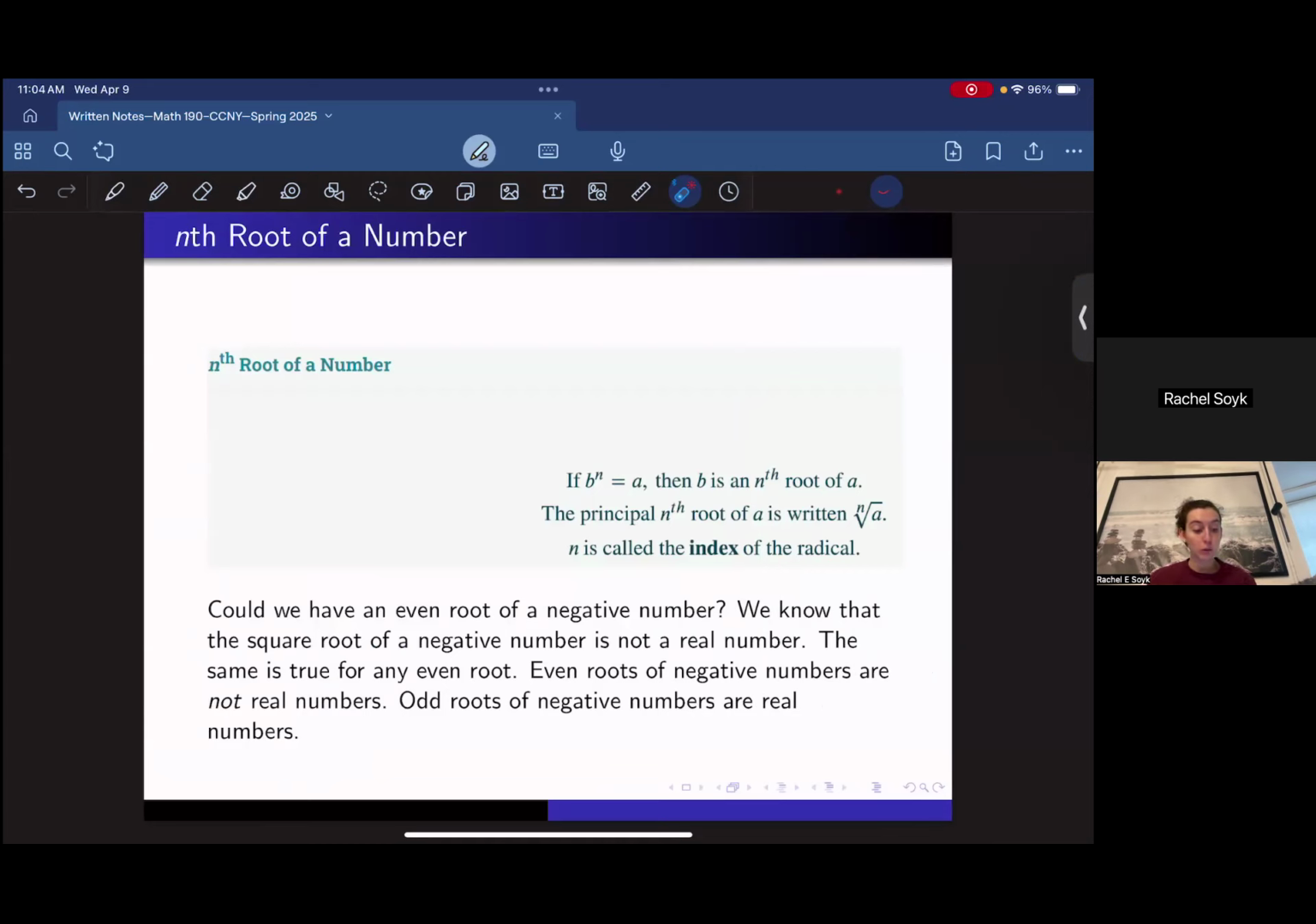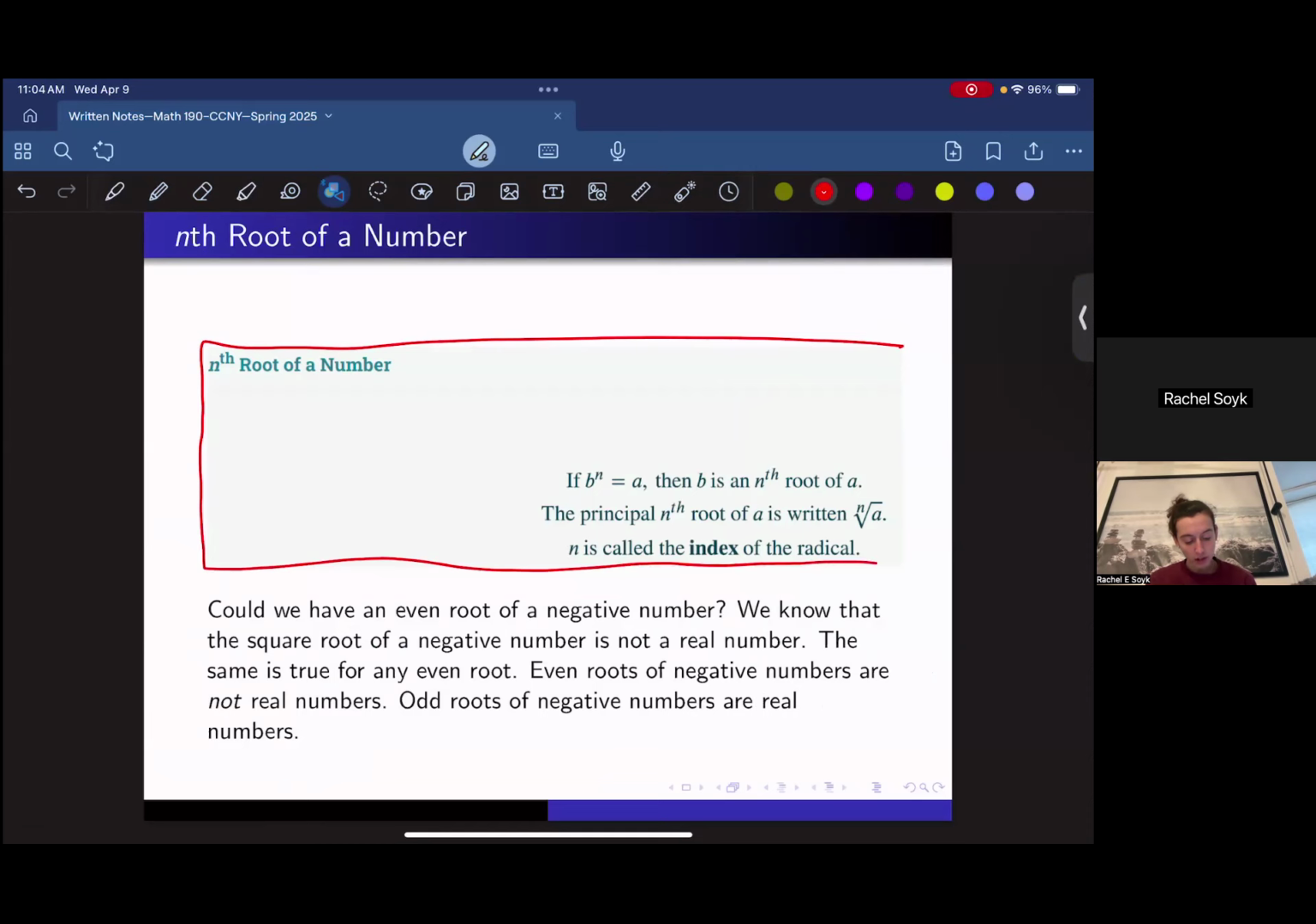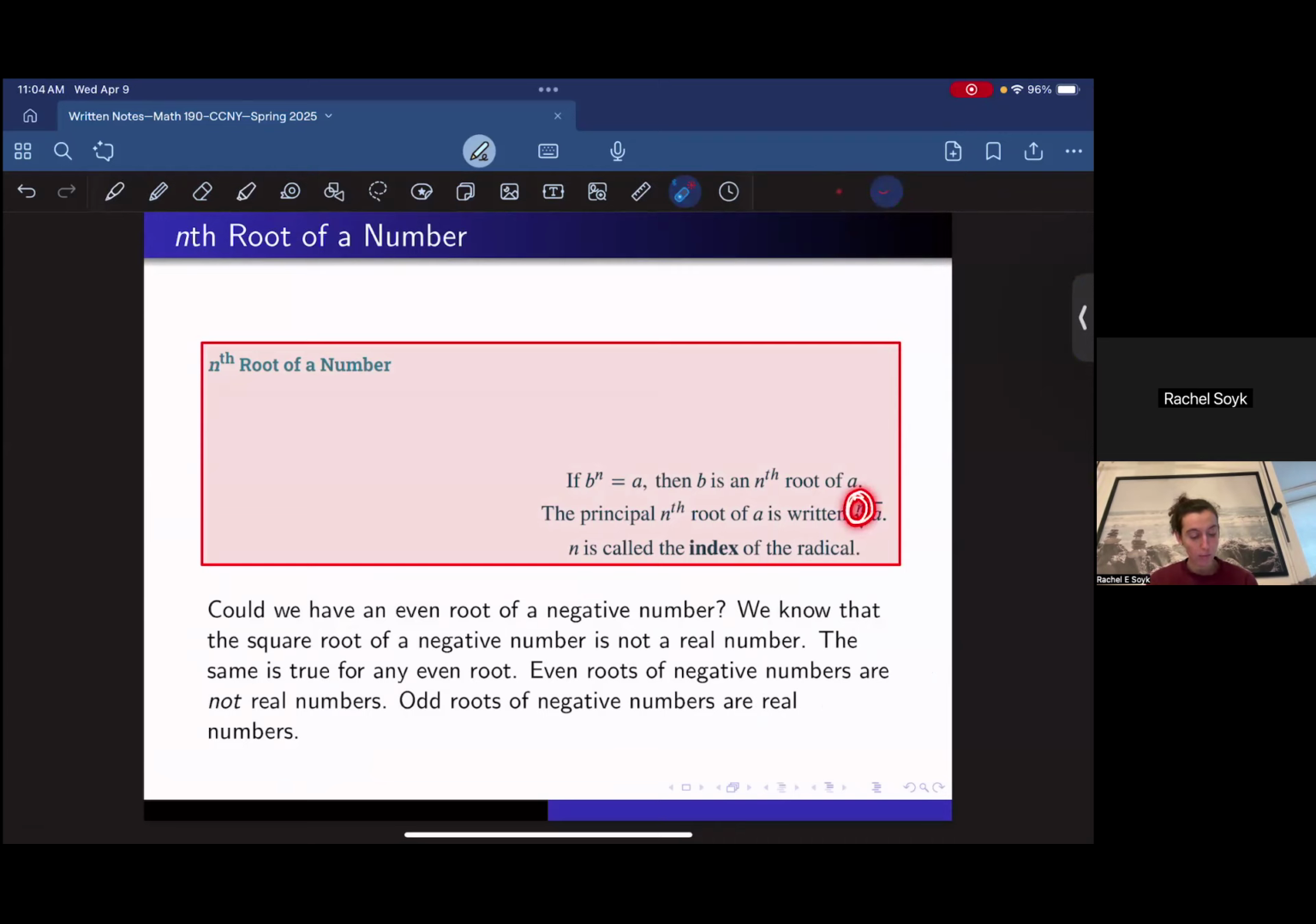And then from the root perspective, we deal with the vocabulary word known as our index. The index is just a small little tiny number that tells us what root we're talking about. So this n here represents the index. For example, let's say we were taking the 15th root of 1500, or the cube root of 81. 3 is our index for that second one, and 15 is our index for the first.